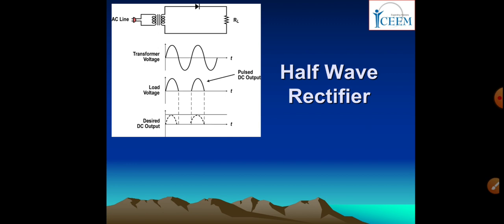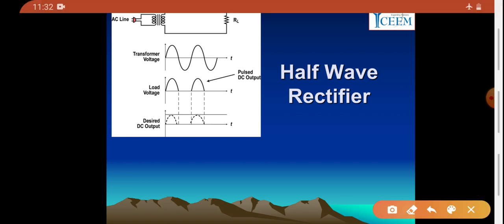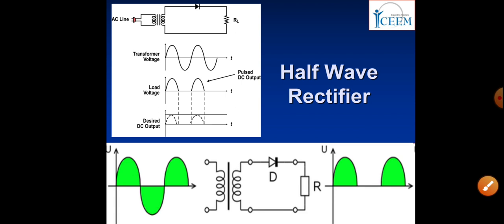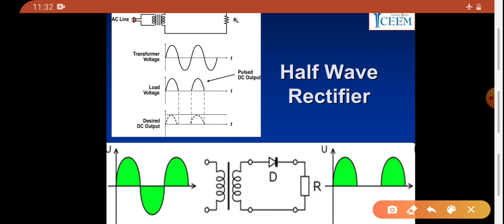First one, half wave rectifier. As you can see, this is the circuit diagram of a half wave rectifier. Both are the same diagrams with the same waveforms. You can go for any one, this or this one. This is the input signal applied, a sinusoidal waveform, and this is the output voltage. So now we will see the working.